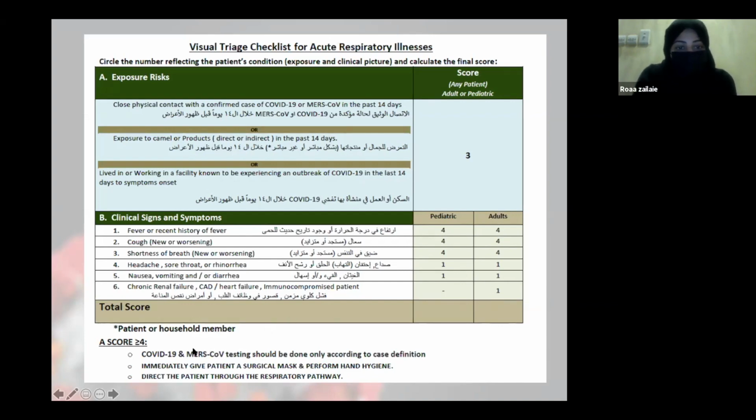I don't know why. And any patient with a score of more than 4 is highly suspected to be COVID, and you have to test for MERS-CoV and COVID-19, and you should give the patient a surgical mask and follow the policy for suspected cases.